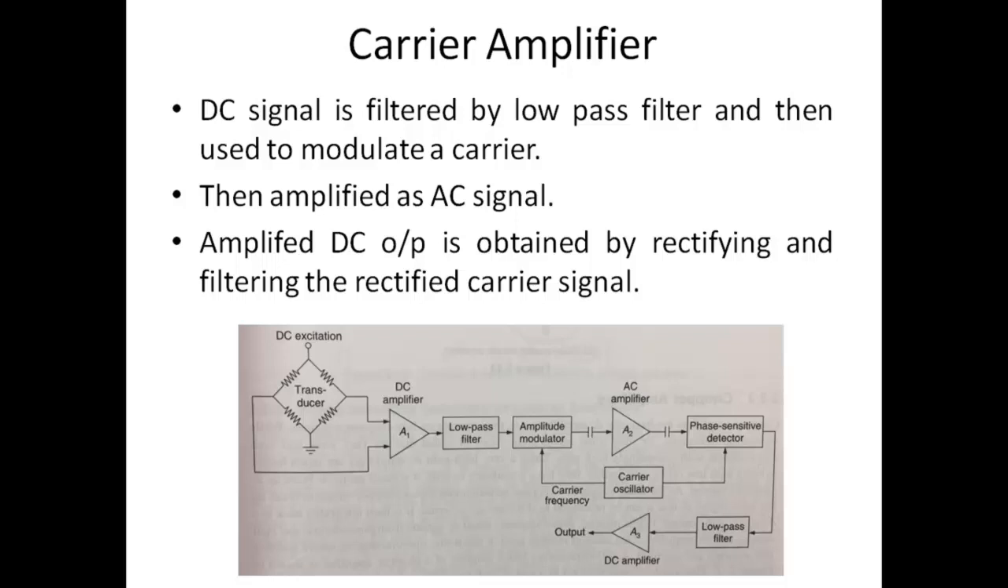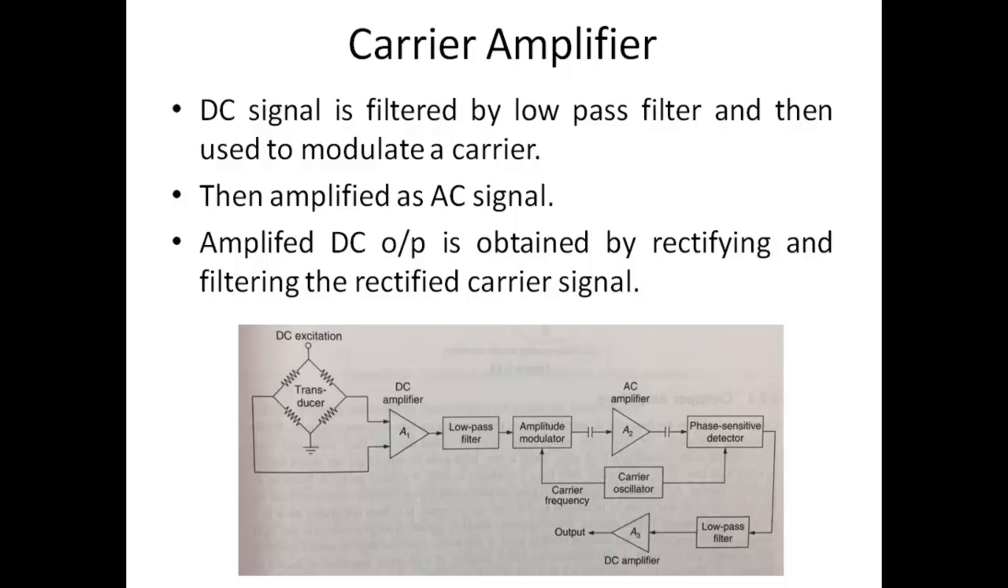Then it passes further to the phase sensitive detector, which decodes or demodulates it back into the original signal, which now comes again as a low frequency signal. So we again have a low pass filter, and then finally it is displayed at the output. Carrier amplifiers work by superimposing the DC signal on the AC carrier wave, amplifying that carrier wave, transmitting it, and then at the receiving end discarding the carrier wave, obtaining the original signal, and filtering it to get the final output.